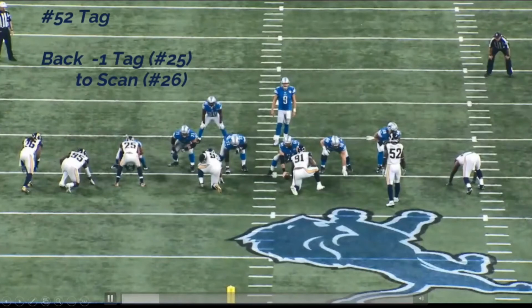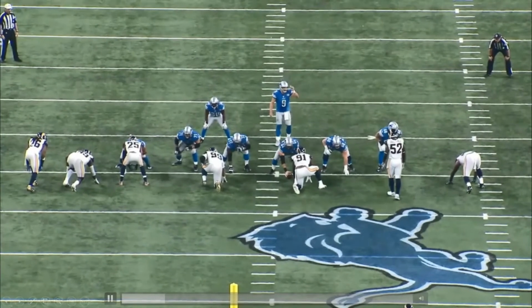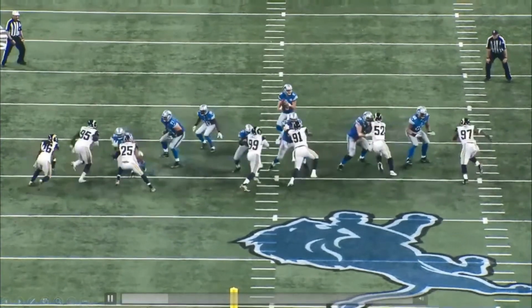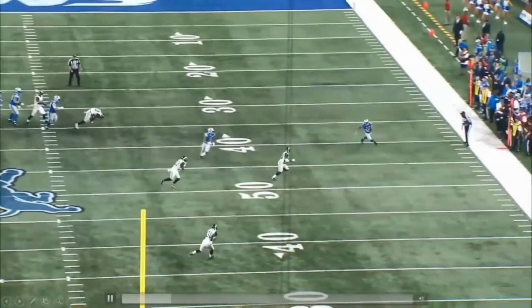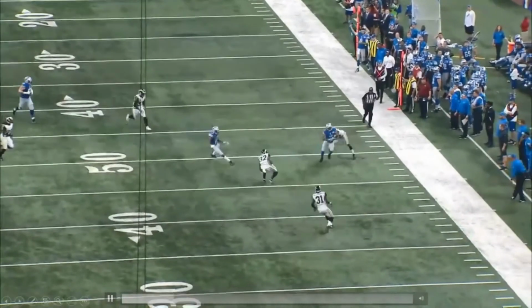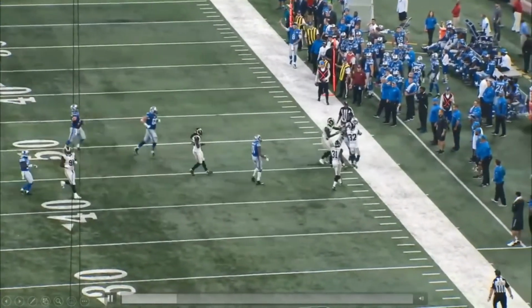I'll kind of identify the point for you. So the tag is 52. The back has 25 over the tight end, and his scan is to 26. 25 goes to coverage. 26 comes to either rush or hug the back, and we're in position to handle that.